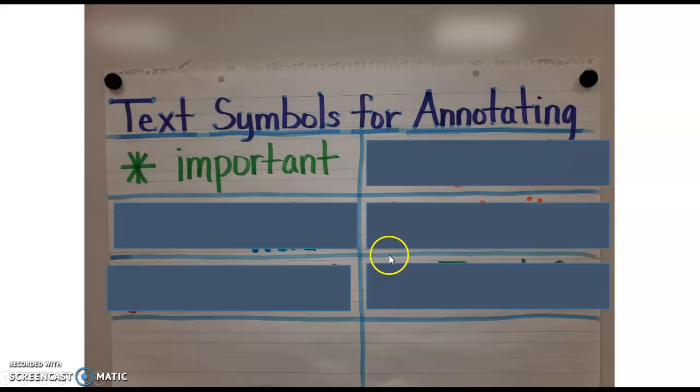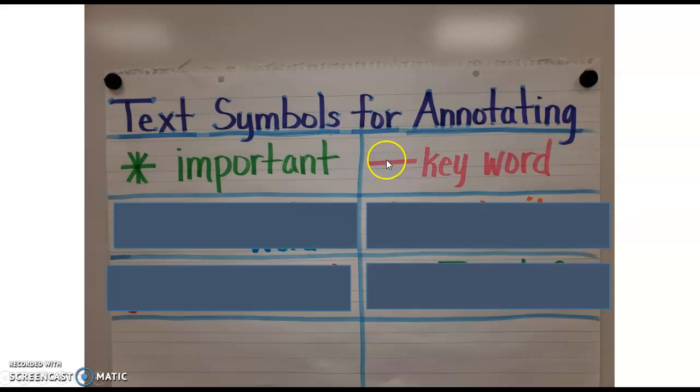So I have some quick little symbols you can use instead of writing a whole lot, okay, that will let me know why you're annotating or what your annotations mean, okay? So these are some things we're going to practice. So you need to set this chart up in your journal like this. There's going to be 6 of them. The first is you're going to put this little star for anything that you think is important in the story. So if you come across this sentence and you're like, ooh, the author put that there for a reason, it is important, you're going to put a little star, okay?